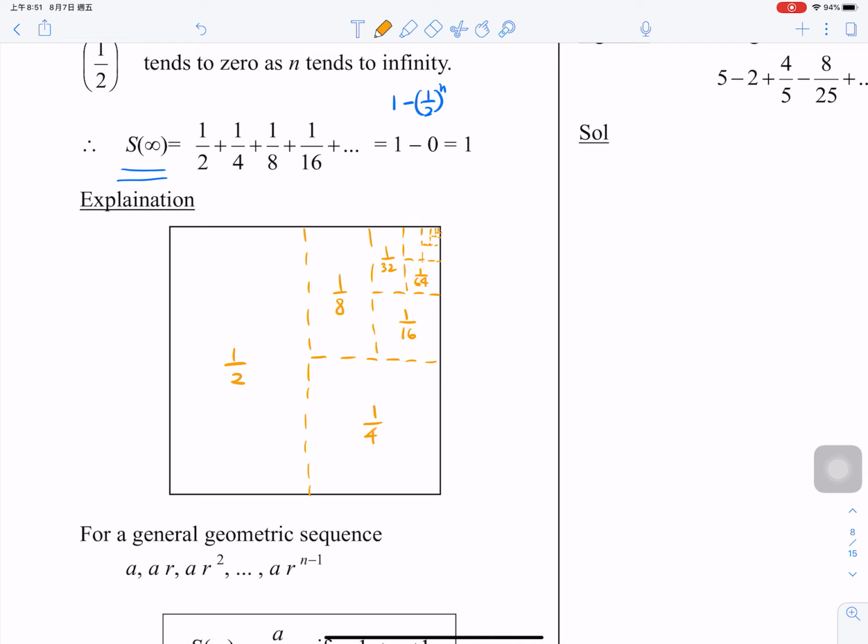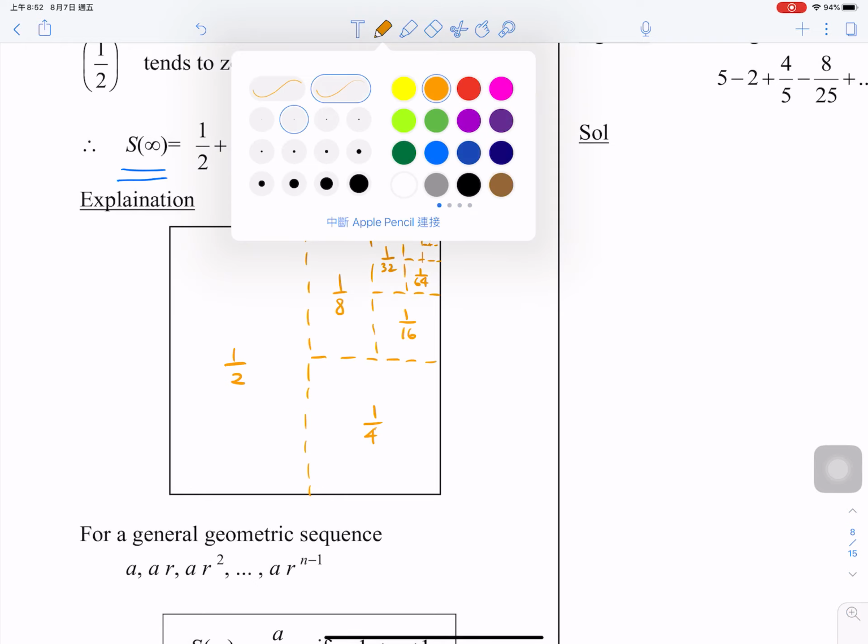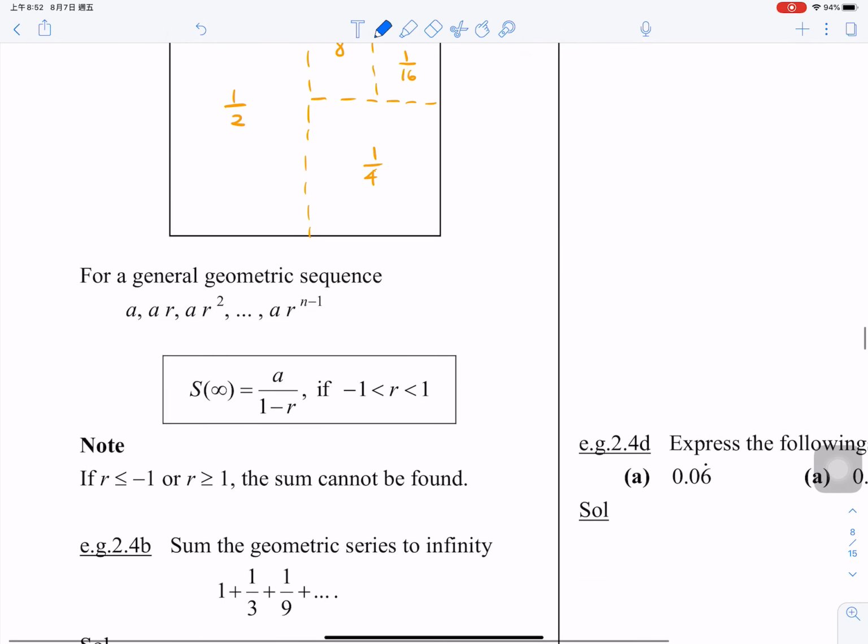So for a general geometric sequence here: a, ar, ar squared, up to the nth term, ar to the power n minus 1. For S infinity, we get this one: a over 1 minus r. Originally, Sn equals a times 1 minus r to the power n over 1 minus r. And you see that this one, r to the power n, tends to 0.